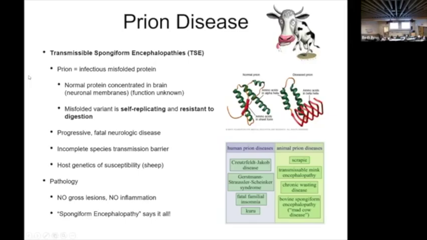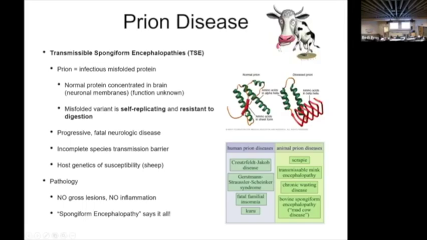All right, so transmissible versions are of primary importance in animals, although familial forms are important in humans. A prion, as you guys hopefully have learned by now, is an infectious protein. So prion literally means PR for protein and ION for infectious, so infectious protein. The prion protein is a normal protein that's actually concentrated in the brain. It's also found in lymphoid tissues. It forms a component of the neuronal cell membrane, but we don't know its normal function. There is a misfolded variant.